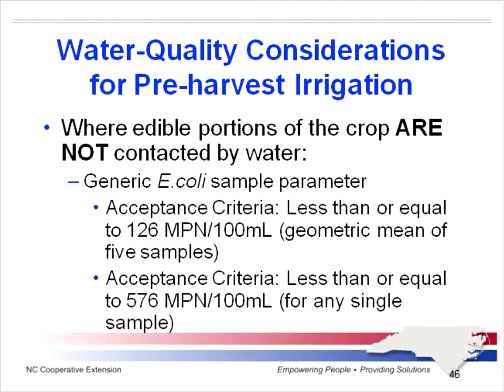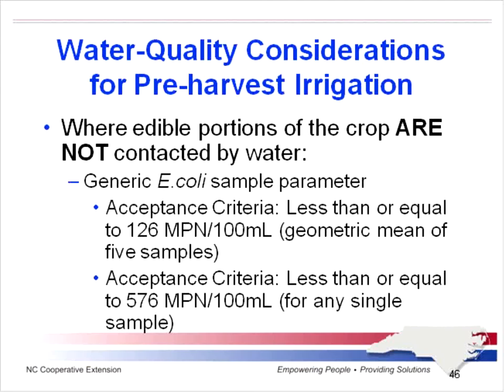These water quality guidelines that you see listed here come from the California Leafy Greens Marketing Agreement. Unfortunately, there aren't specific guidelines in existence for irrigation water quality. There's no regulatory guideline available for irrigation water. So in the absence of regulation, we have to look for industry guidance, and this California Leafy Greens Marketing Agreement is currently one of the industry guidance documents.